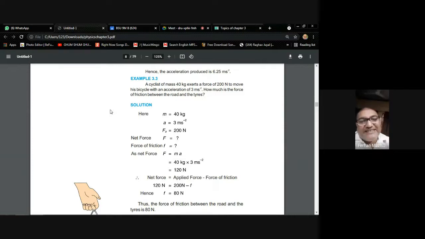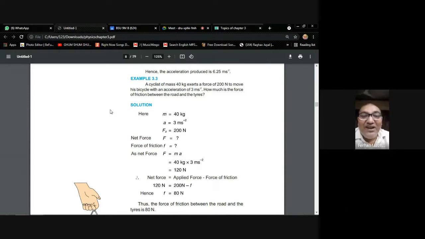It means that the resultant force, the net force, is 120 Newton. The net force which is actually producing the acceleration is only 120 Newton. But you applied 200 Newton force. But the force which produces the acceleration is only 120 Newton. You applied 200 Newton force. So where is that 80 Newton?